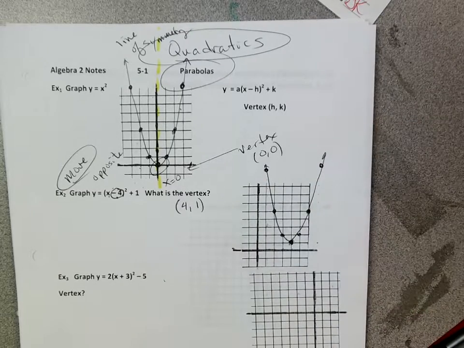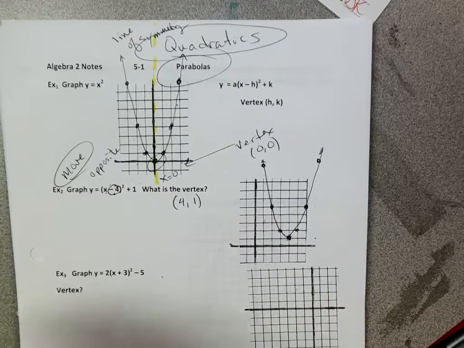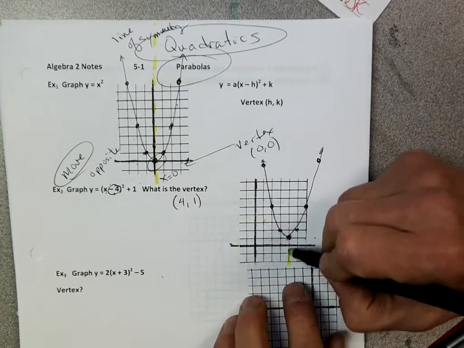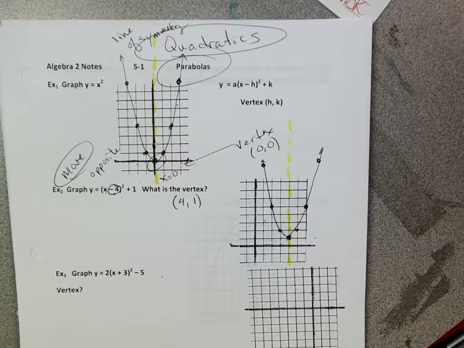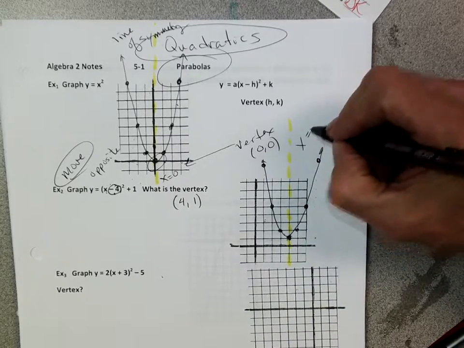There it is. All right. It has a line of symmetry. Draw that in. The line of symmetry is just a dashed line. And the line of symmetry is x equals 4.